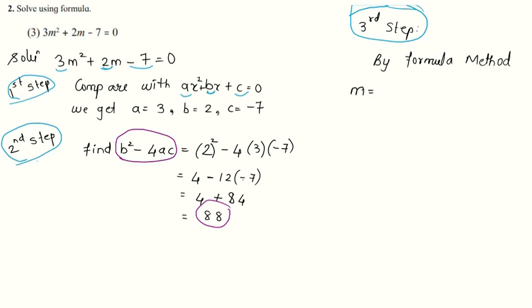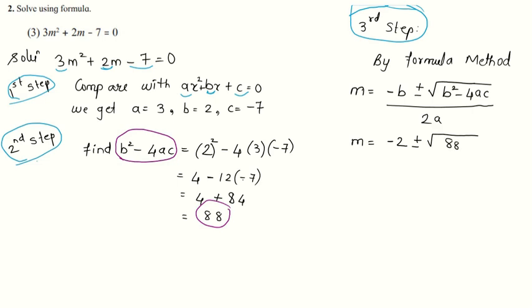m is equal to minus b plus or minus square root of b square minus 4ac upon 2a is equal to, what is b? b is 2, but there is a minus sign. Plus or minus square root of, what is b square minus 4ac? We got 88 from the second step, upon 2 into a, which is 3. Therefore, m is equal to minus 2 plus or minus square root of 88.